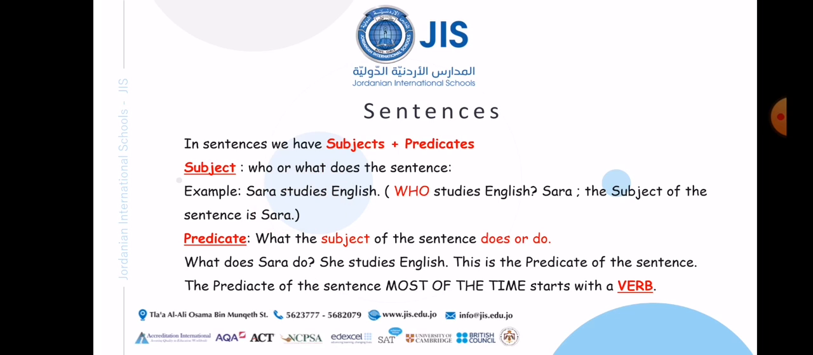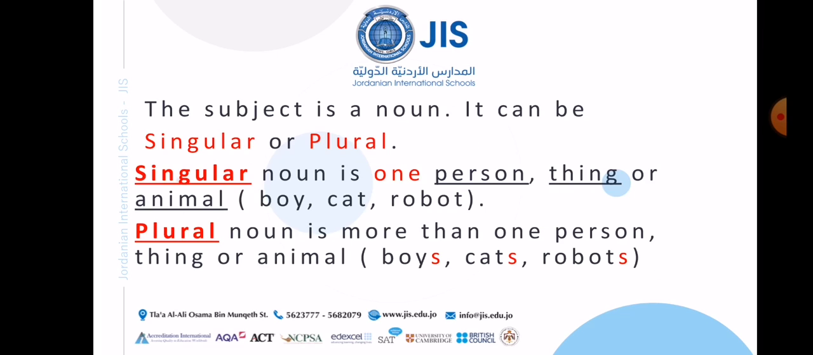Until now, do you understand? In a sentence, we must have a subject and a predicate. A subject is who or what does the sentence, and the predicate is what the subject does or do. Perfect, teacher. Until now, all the information I gave you, we studied before.